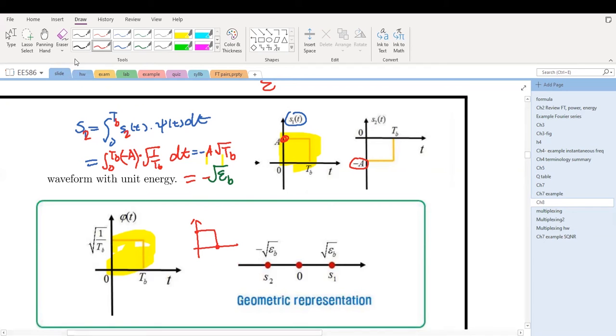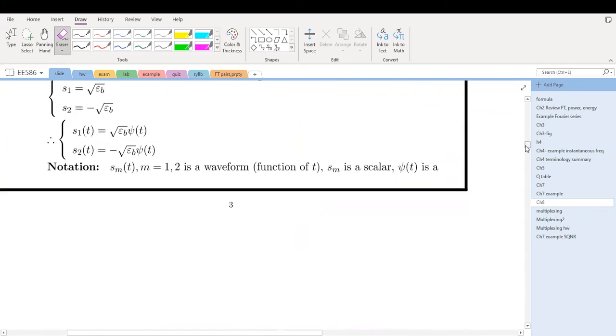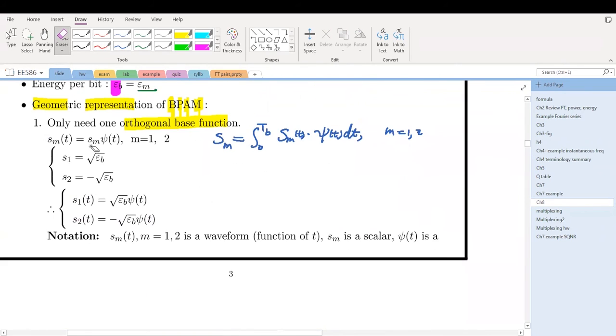So now, what is the geometric representation? The geometric representation is this. Now we obtain the coefficients for s1 and s2. s1 equals the square root of Eb, and s2 equals minus the square root of Eb. Then what are these two waveforms?